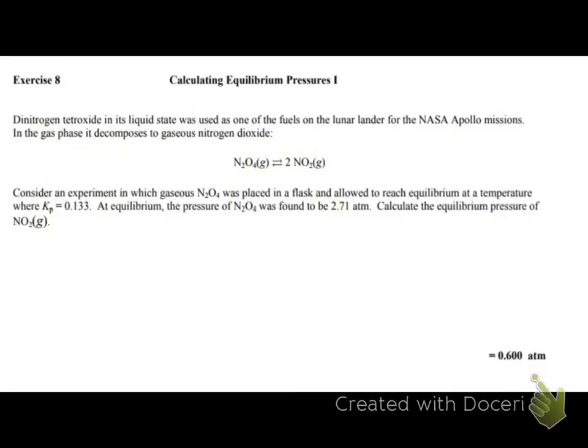So in this particular example, whenever you see at equilibrium, when you see at equilibrium, you can do the happy dance because you're not going to need to use a Rice table. Okay, so we have this equation, and it gives us the pressures, right? 2.71. It gives us what Kp is.